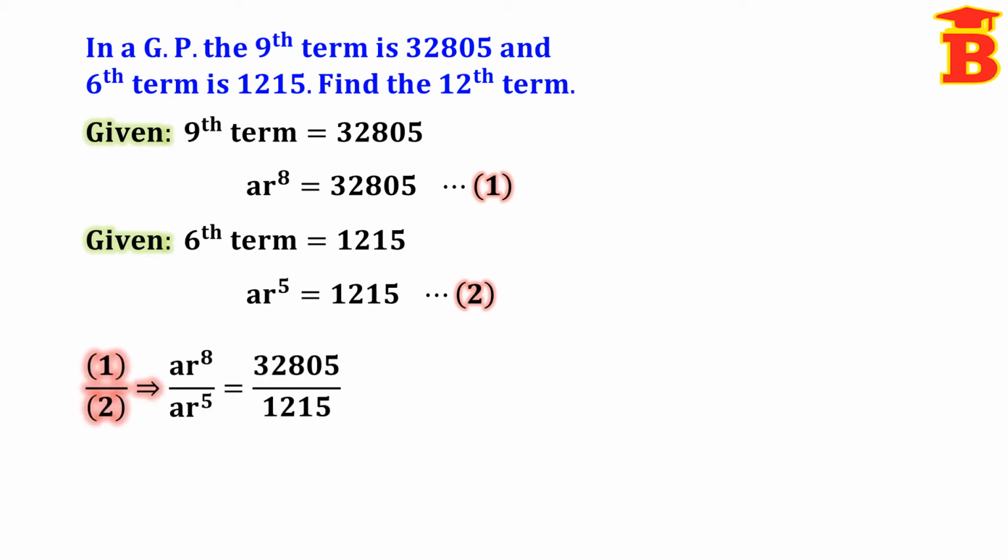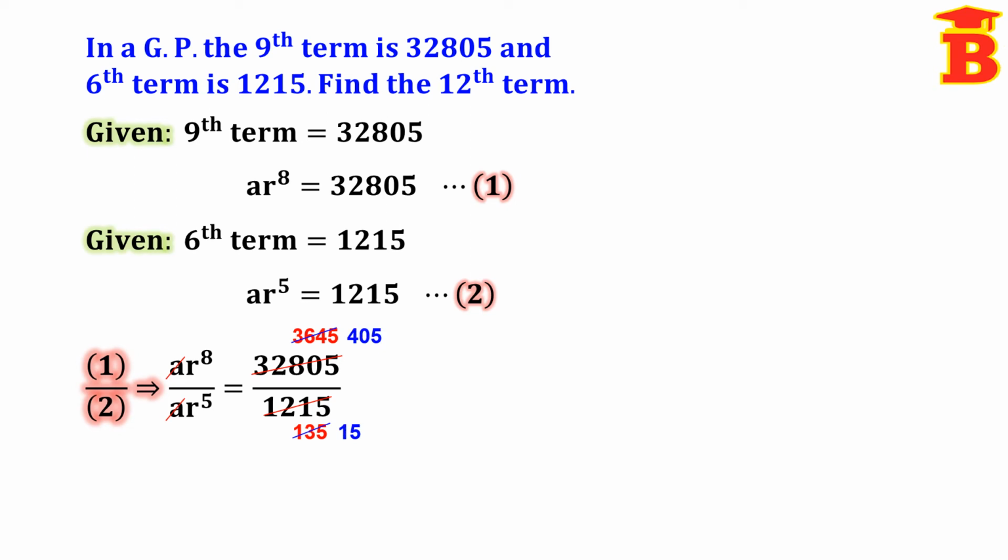So if we take 1 divided by 2, left side ar power 8 divided by ar power 5 equal to right side 32,805 divided by 1,215. Now left side we can cancel a and we can cancel r 5 times. So we get remaining r 3 times. Right hand side we cancel by 9. We get 3645 divided by 135.